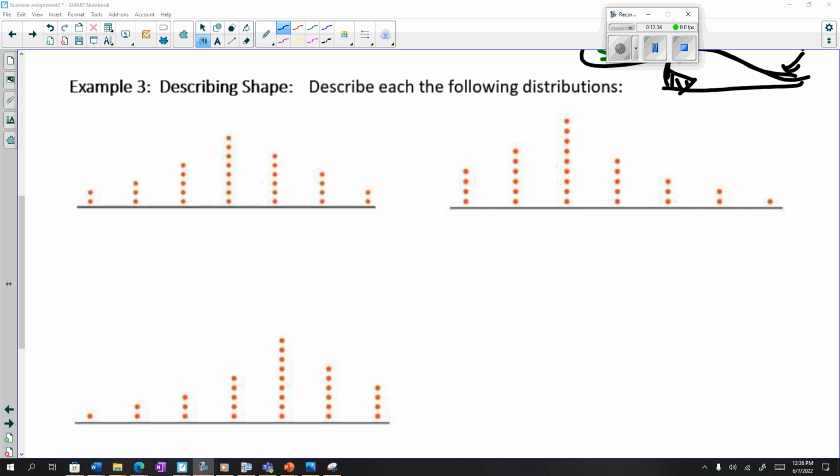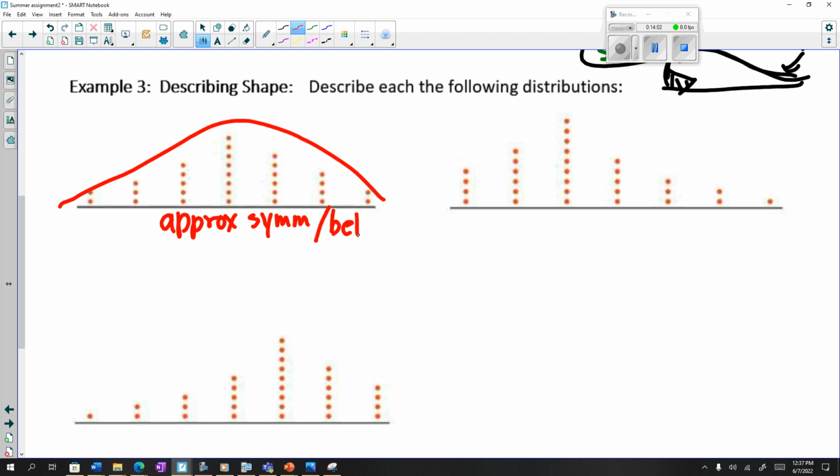Okay, so where we left off was we were describing shape on page 9. In the middle of page 9, we're going to talk about the description of the shape for the 3 dot plots down below. So in the middle of the page, example 3, the first one, this one, you guys did this actually in Algebra 2 and Trig, is approximately symmetric and bell-shaped. I don't know if it's perfectly symmetric. Unless it's perfectly symmetric, we're going to say it's approximately symmetric. It's not perfect.